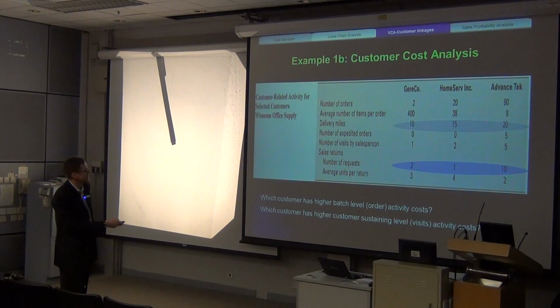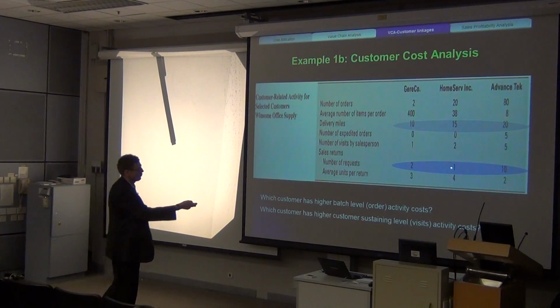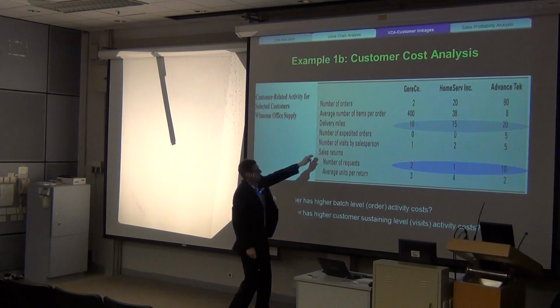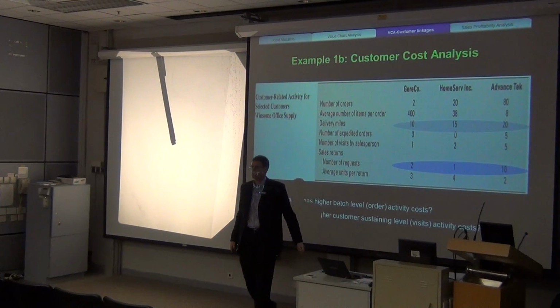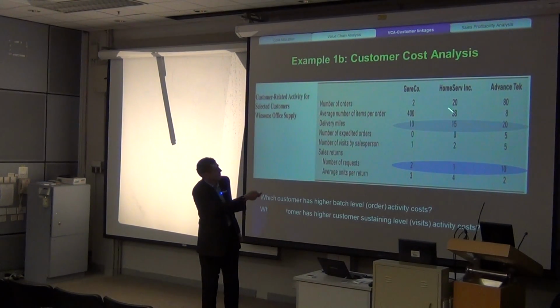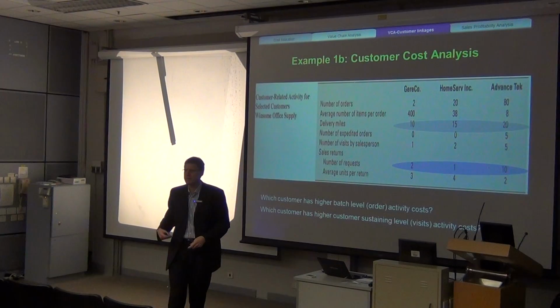All right, what about the number of requests? Sales returns, advanced tech 10, home serve 1. Number of visits having to be made. Which one requires more maintenance? Advanced tech, but not Jericho. You get the idea now?